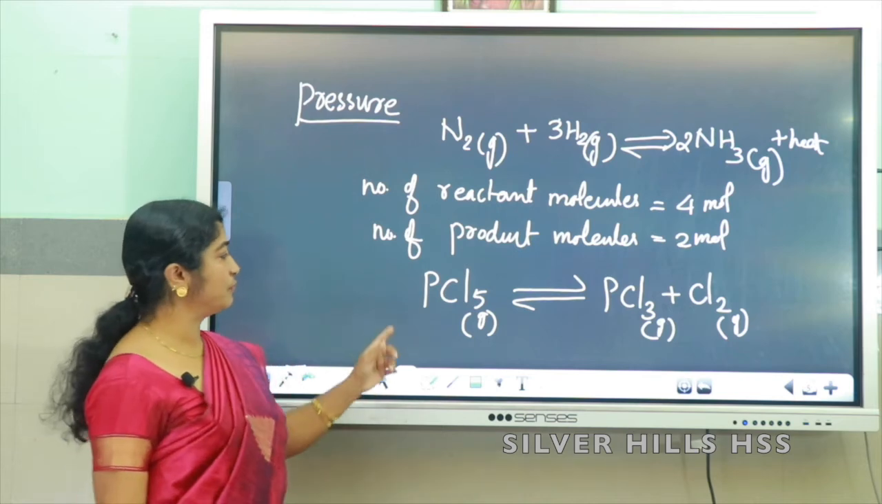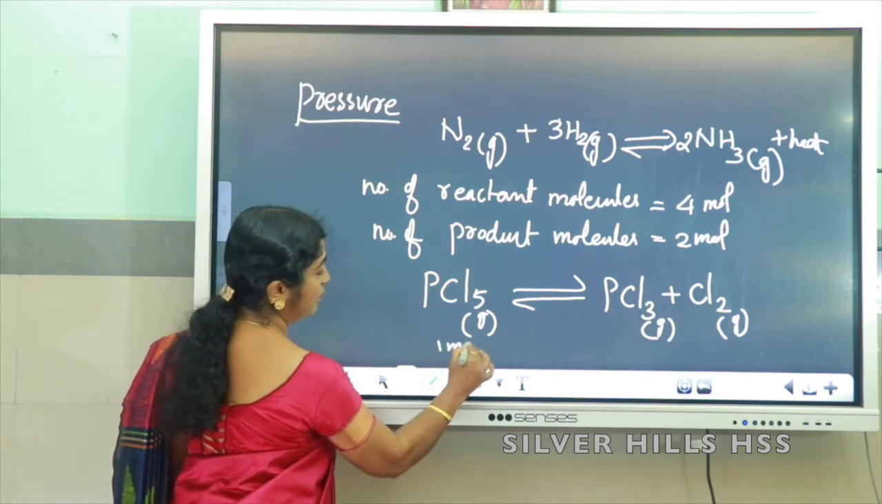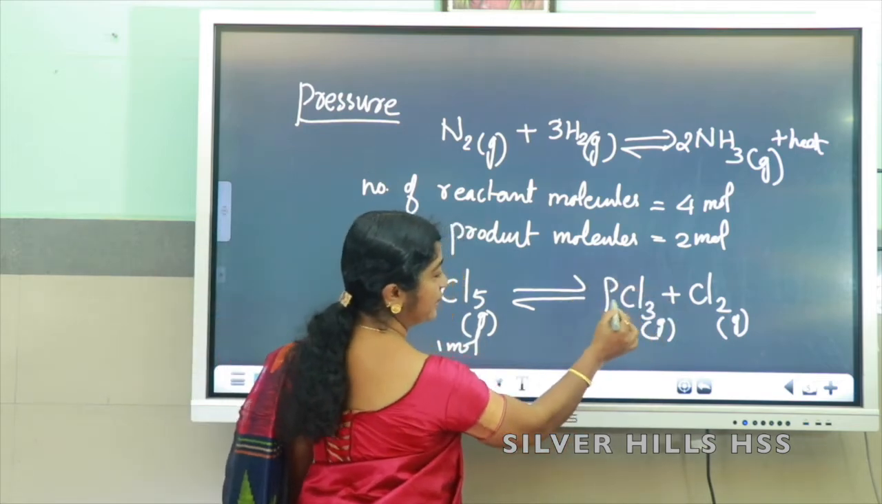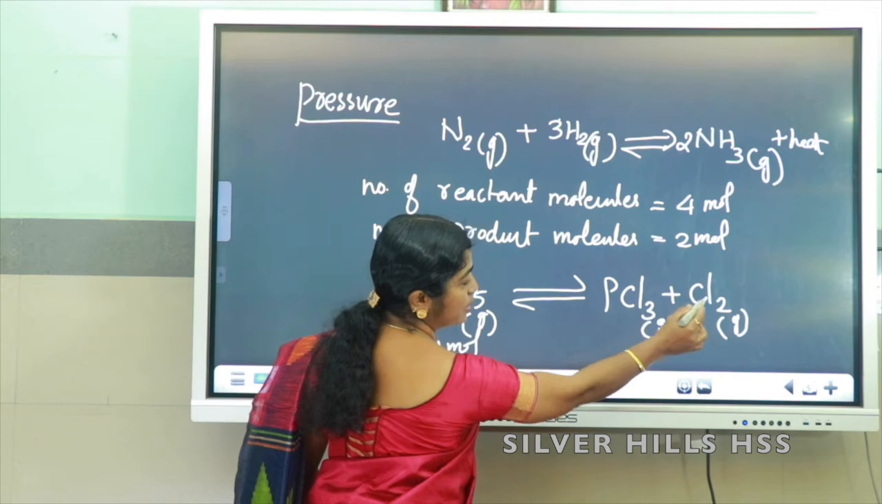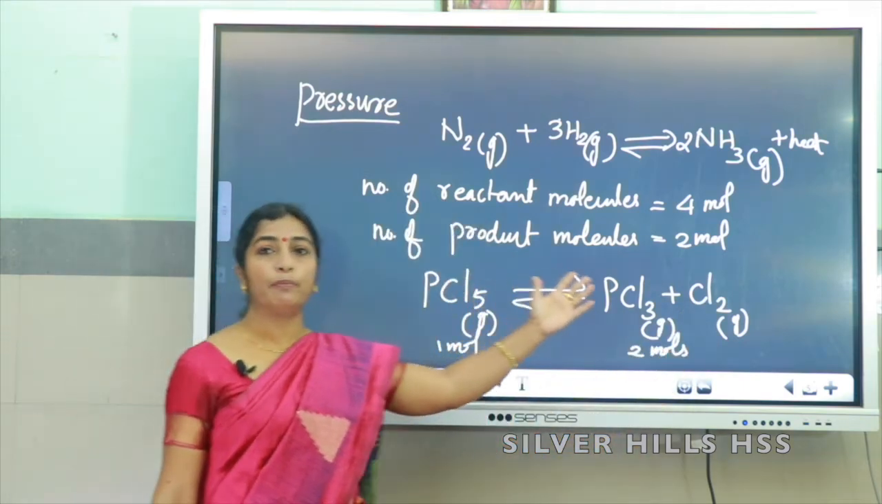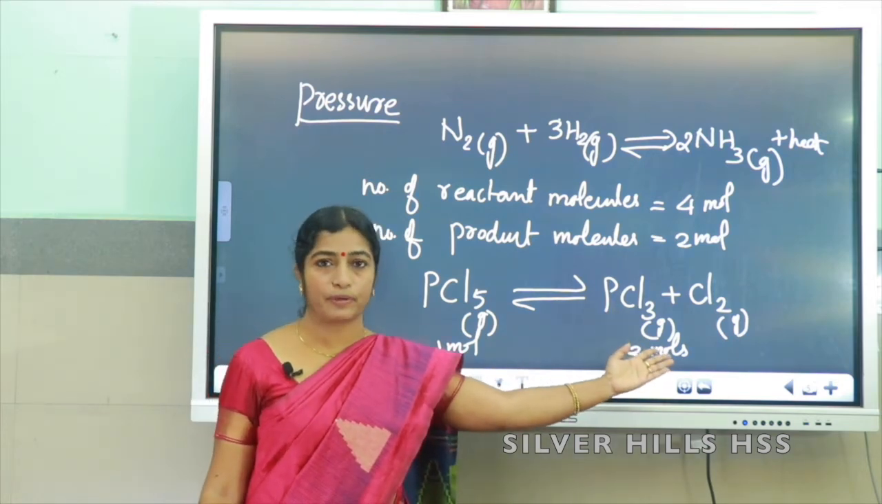How many reactant molecules are there? On the reactant side it is only 1 mole. On the product side, how many molecules are there? PCl3 1 mole and here chlorine also 1. So the total number of products is 2 moles. The number of molecules is more on the product side.